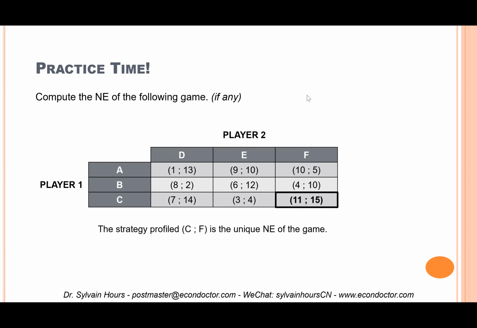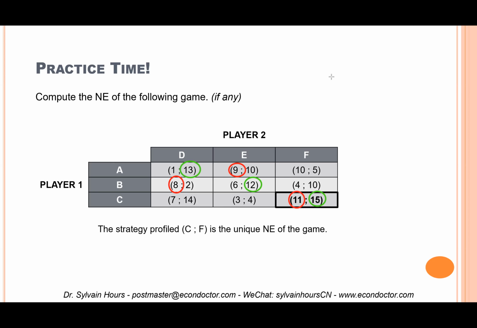Let's just convince ourselves that this is a Nash equilibrium. So let's just circle the best responses. For player one, I'm going to have one here, one here, one here, and for player two, here, here, and here. Okay, so clearly we have indeed a Nash equilibrium. However, this is not a dominant strategy equilibrium.